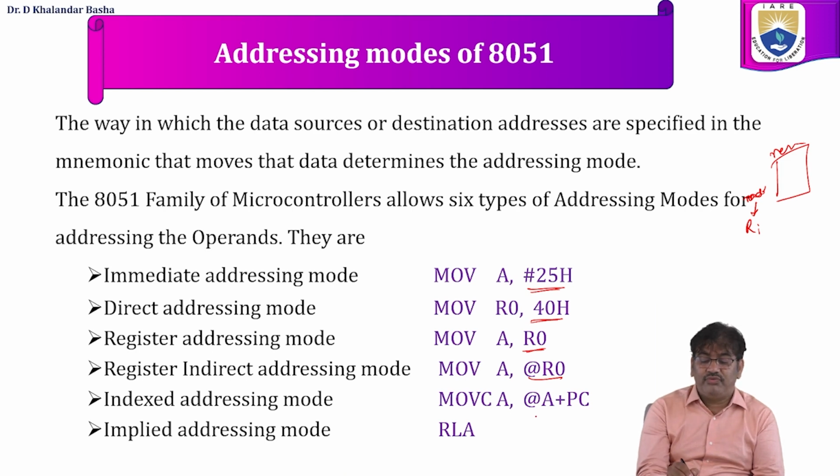Indexed addressing mode, where the offset or memory address is calculated by the addition of the accumulator and the program counter. It is mainly used for accessing data from or to code memory. Implied addressing mode means there is no need to specify where the operand is. By using the instruction, automatically the data will be fetched from that particular register. So RLA, which has an implicit operand, rotates left only the accumulator contents. The accumulator contents will be rotated towards the left side.